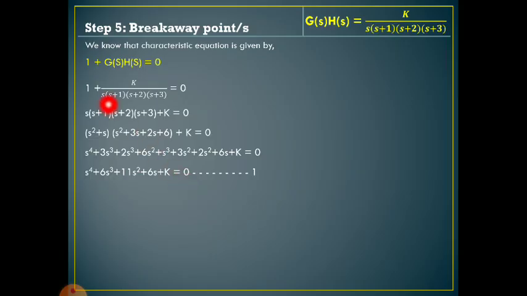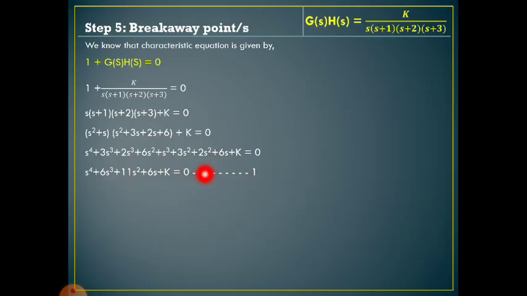Here what we have done is we have taken this as LCM. If you take this as LCM, you will get s into s plus 1 into s plus 2 into s plus 3 plus k is equal to 0. Then you do the multiplication and add all the like terms. You will end up at the characteristic equation s power 4 plus 6s cube plus 11s square plus 6s plus k is equal to 0.